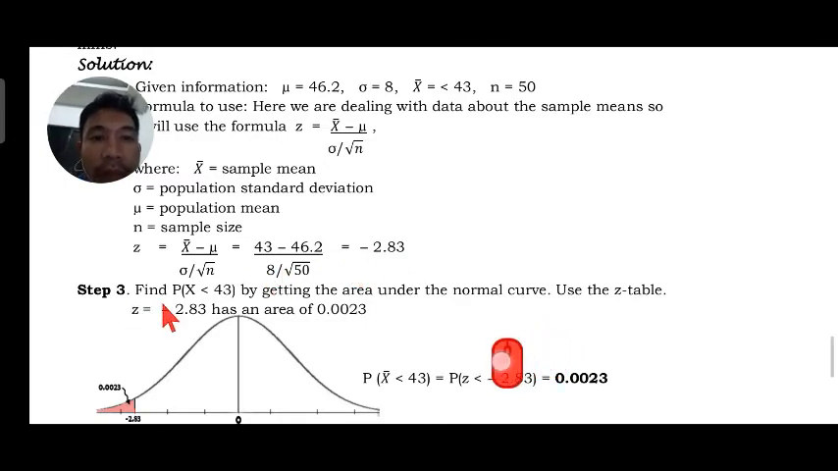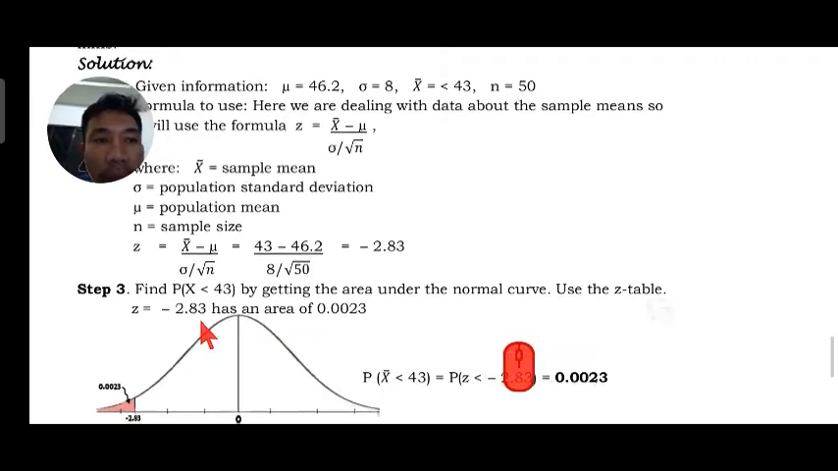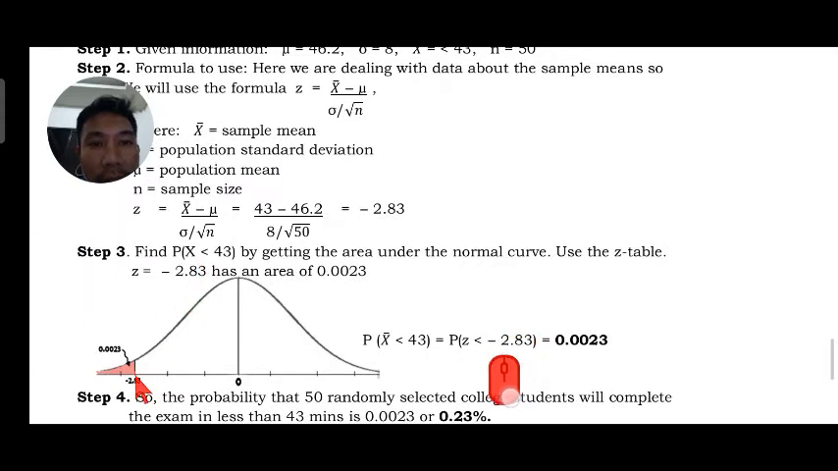So, step number 3, find P of x that is less than 43 by getting the area under the normal curve. Use the z-table. And our z-score is negative 2.83. So, let us find the area under here. So, when you say less than, so negative 2.83, this shaded region here is the area or probability na ating hinahanap. Okay?